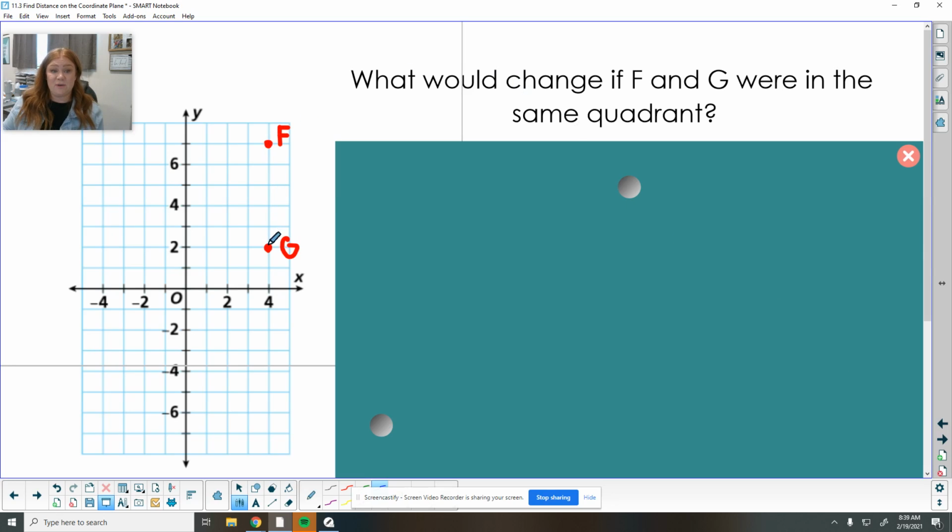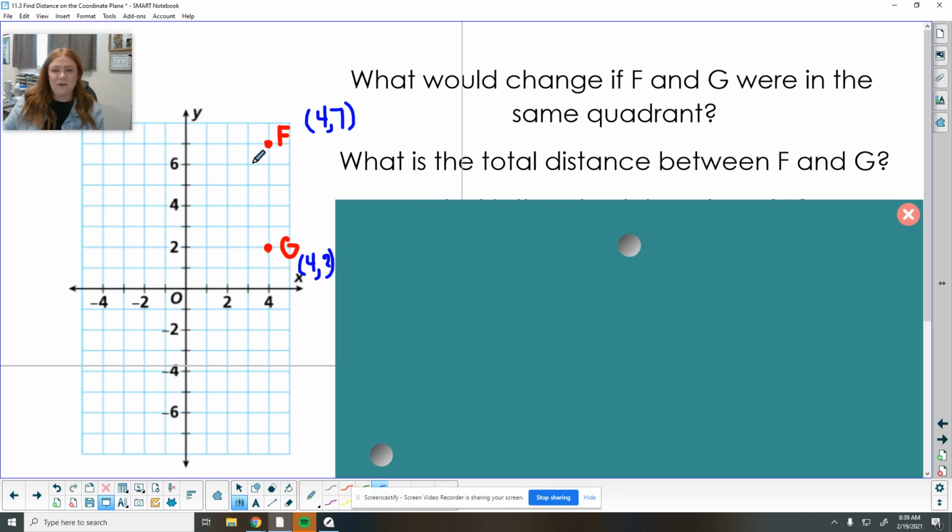What if F and G were in the same quadrant? So let's first figure out where they are. Over 4, up 7. So we have 4, 7. And here we have over 4. So I notice they're the same x, and then up 2. So see if you can find the distance between F and G.